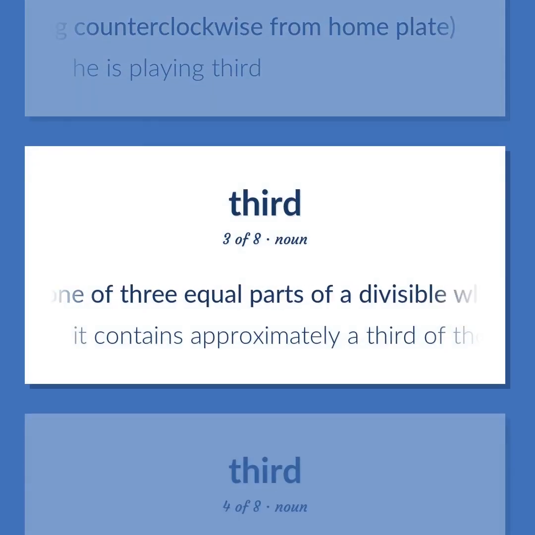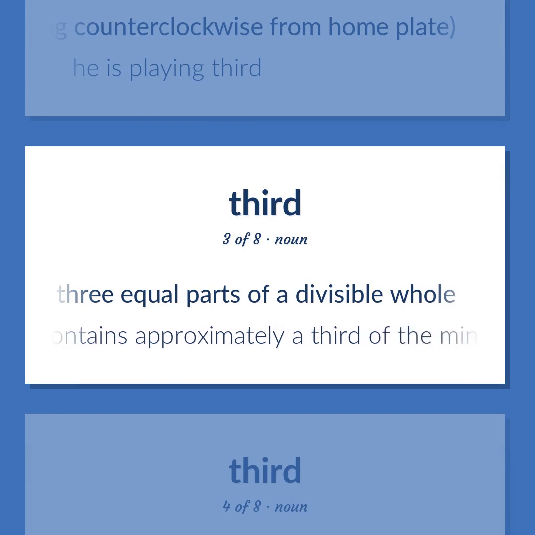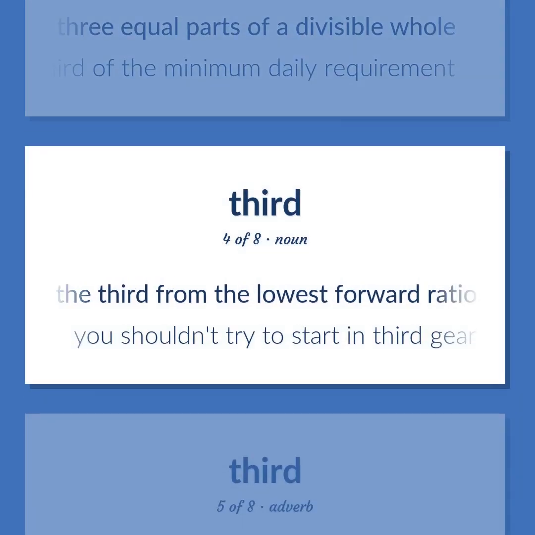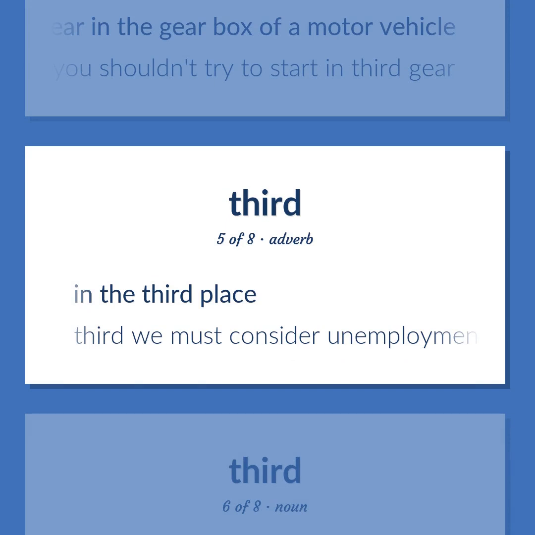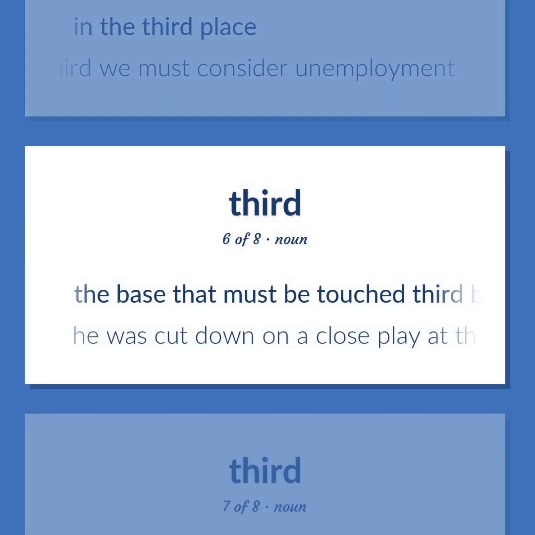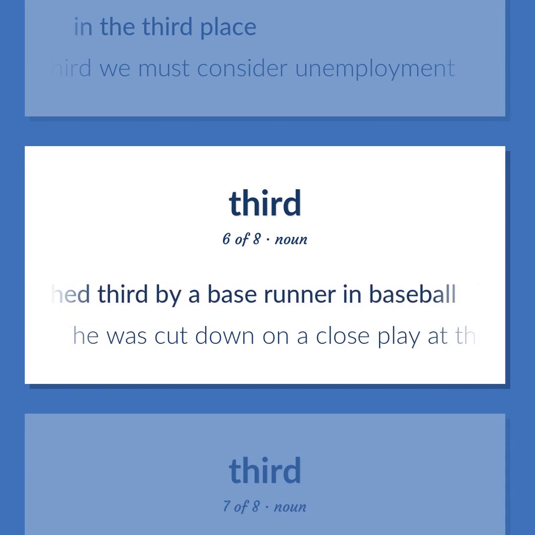One of three equal parts of a divisible whole. It contains approximately a third of the minimum daily requirement. The third from the lowest forward ratio gear in the gearbox of a motor vehicle. You shouldn't try to start in third gear. In the third place. Third, we must consider unemployment. The base that must be touched third by a base runner in baseball. He was cut down on a close play at third.